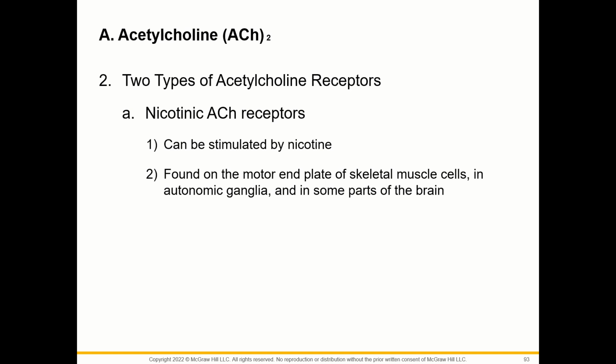Okay, so here's the nicotinic and those muscarinic ones. So two types of acetylcholine receptors. We've got nicotinic acetylcholine receptors, can be stimulated by nicotine, and they're found on the motor end plate of skeletal muscle cells, in the autonomic ganglia, and in some parts of the brain. So you'll visit these guys again when you get to the autonomic nervous system, because we learned that pretty much acetylcholine is released by all of the presynaptic neurons in the autonomic nervous system, whether it's parasympathetic or sympathetic. So remember this, okay? And they're nicotinic, as stimulating.